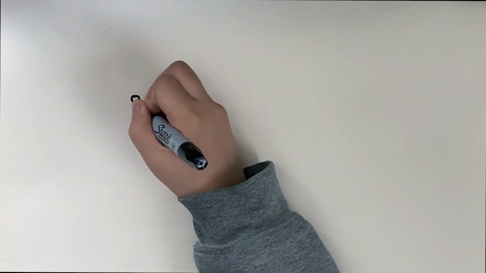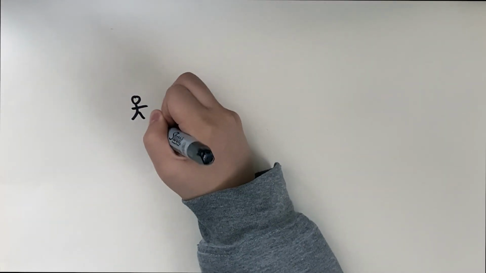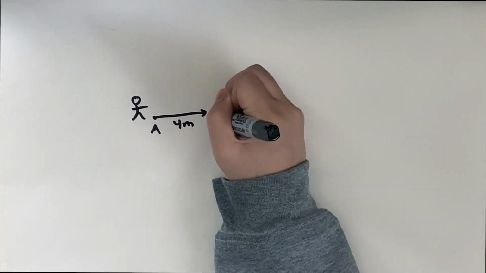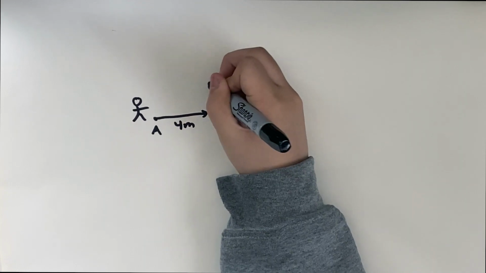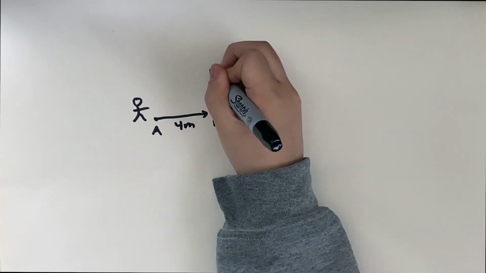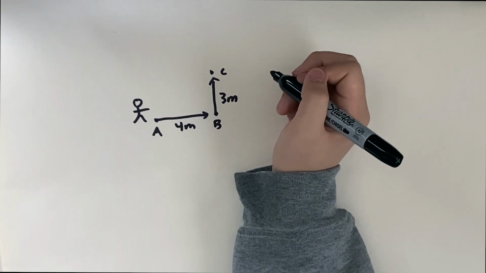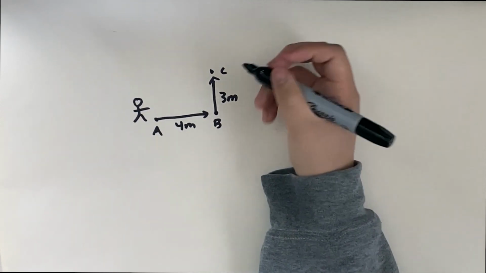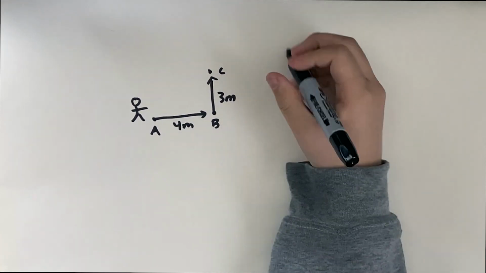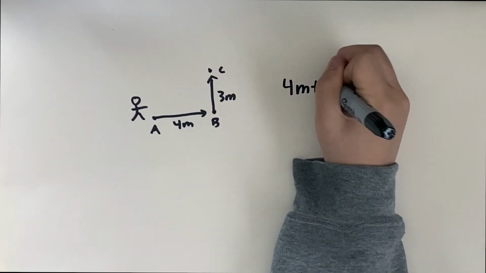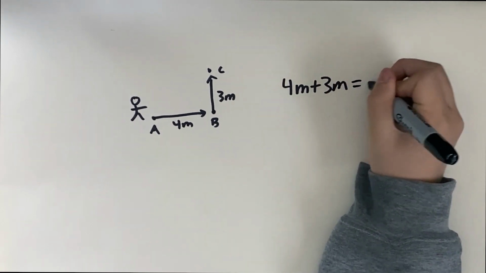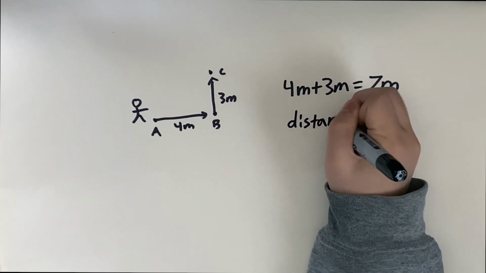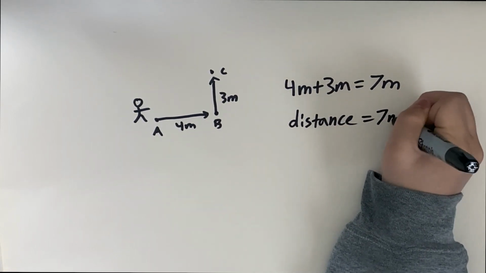Let's say I'm standing over here, at point A. I move this way 4 meters to point B. Then I move 3 meters this way to point C. Then what was my distance and what was my displacement? Let's look for distance first. Distance is the sum of this arrow and this arrow. So that would be 4 meters plus 3 meters, which is equal to 7 meters. So the distance I traveled, my distance, is equal to 7 meters.